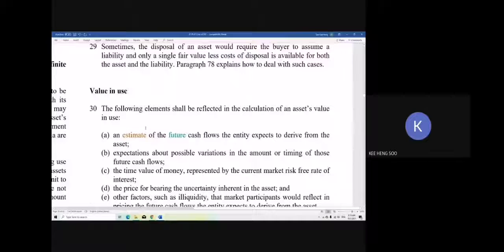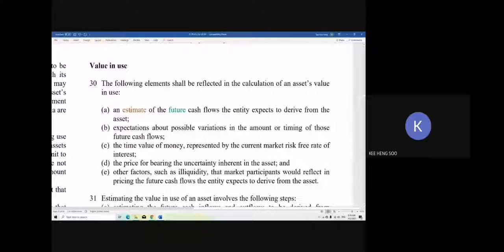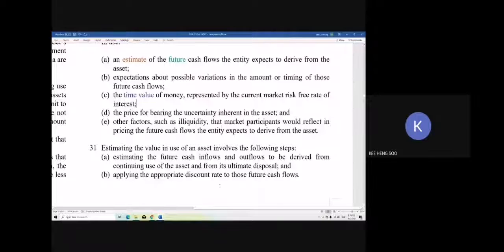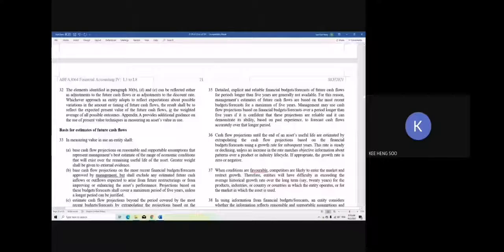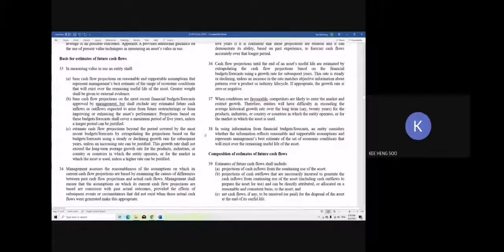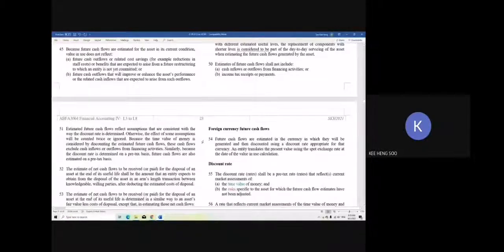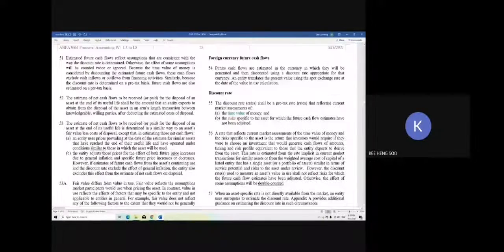Value in use is an estimate, not an accurate one, of the future cash flow. You need to calculate the time value. What's the basis for the estimate? You read it yourself. This one we can skip. Discount rate: we are talking about time value and the risk.